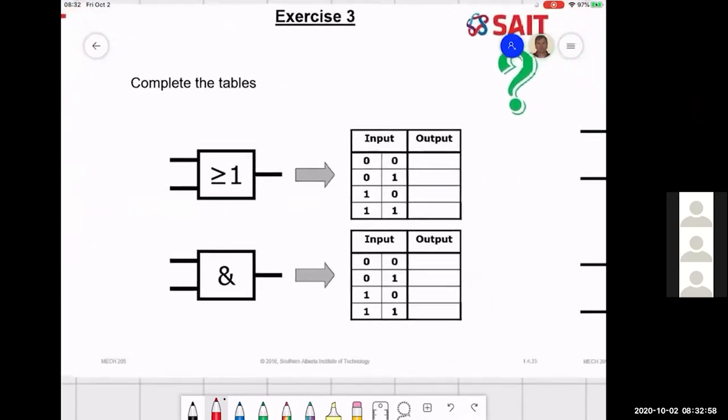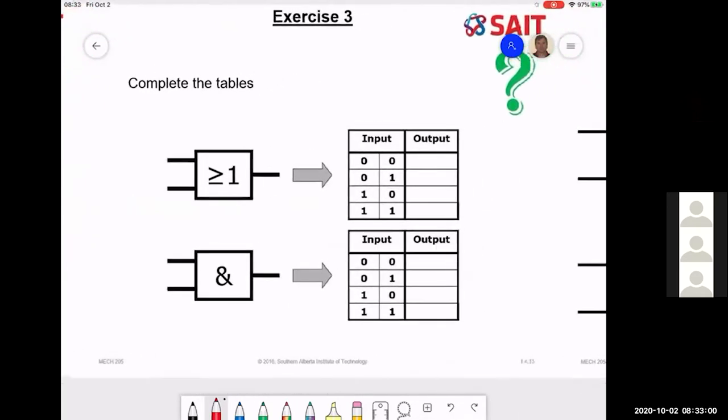Completing the truth tables, okay? Now we're starting to get a little more difficult. Typically, the way I use a truth table is I create a truth table and then create the logic. But in this case, we're trying to teach what a truth table is and what the outputs would be. So we're going to create a truth table for the appropriate symbol.